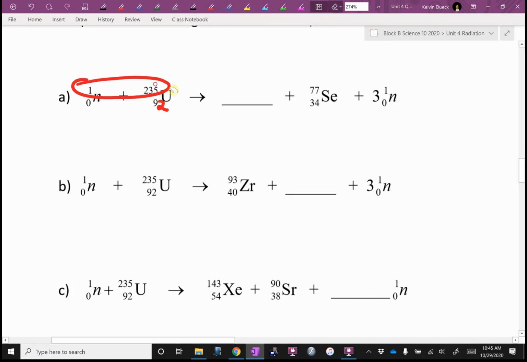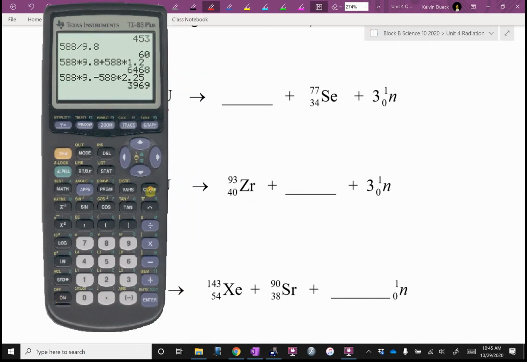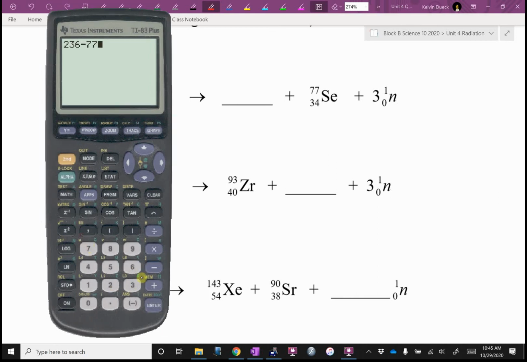236. On my calculator, and now I do need a calculator, I would type in 236 minus, I've used up 77. See it there? So minus 77 minus, and I've used up 3 neutrons. So 3 times 1, 3 neutrons, minus 3. Kaylin, how much mass do I have left? Can you read that number from the back or not? That's what goes up here.